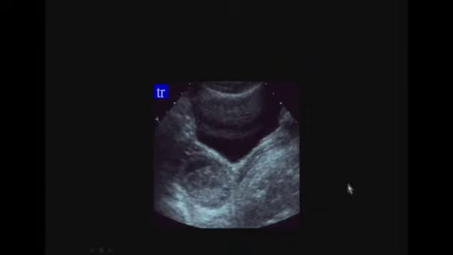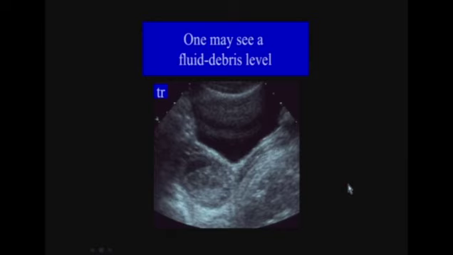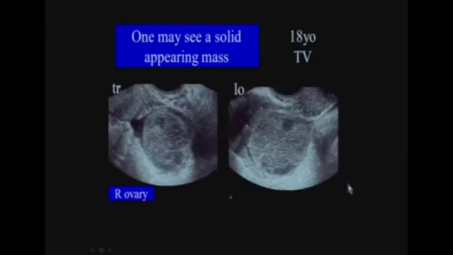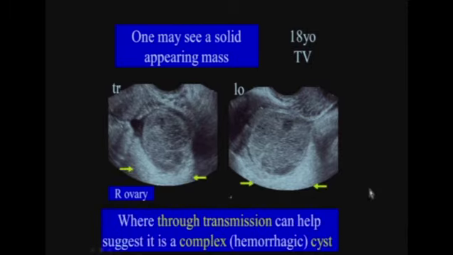This is another sort of hemorrhagic ovarian cyst in which a fluid debris level is seen. And occasionally one will see a solid-appearing mass that, if you look very carefully, may have heterogeneous components. But this is an 18-year-old examined by transvaginal exam who had significant through transmission noted by the echogenicity beyond where the arrows are pointing, to suggest that the contents were not solid within this ovary, but are actually fluid, complicated fluid in this case.